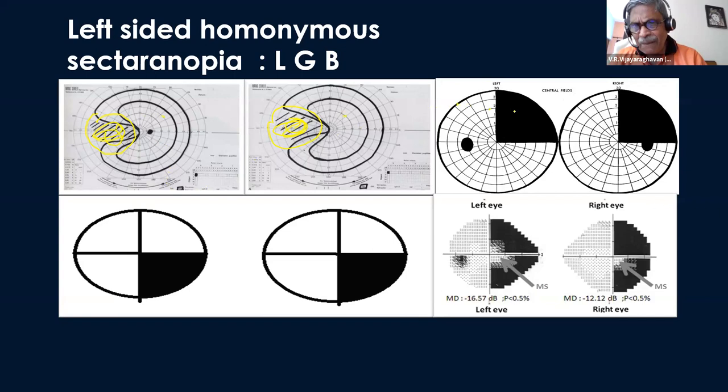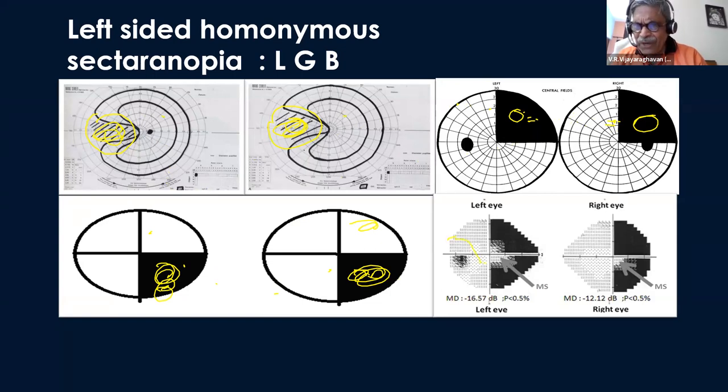See now, I'm having upper temporal defect, right eye also upper temporal. Upper temporal, same side, same area. It's called a temporal lobe problem, left side. Now right lower: right eye lower, left eye lower. Right side lower inferior homonymous hemianopia. Is there a left parietal lesion? See now, hemianopia is there.